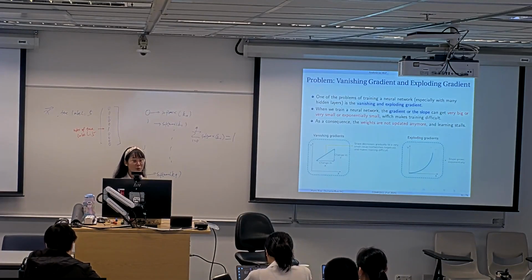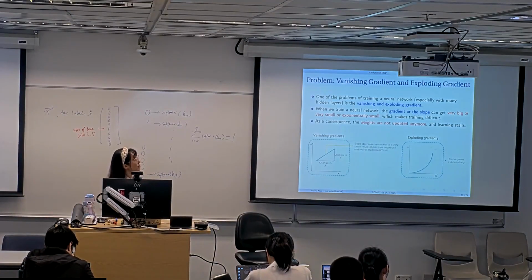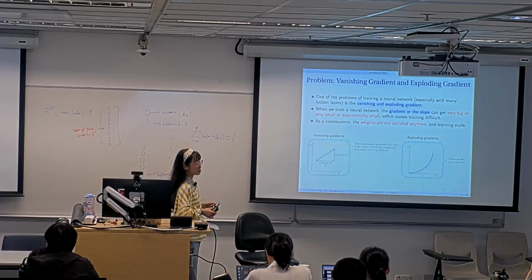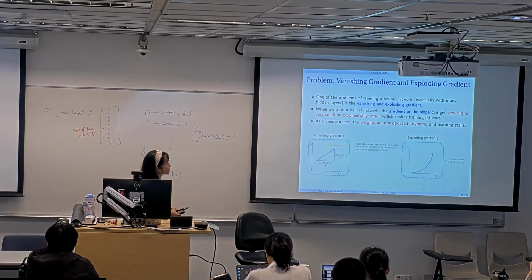Let's first see a problem of MLP training. That's called vanishing gradients and exploding gradients. This is one of the common problems of training a neural network, especially with many hidden layers. The more hidden layers you have, the more easily you will encounter such problems, vanishing and exploding gradients.